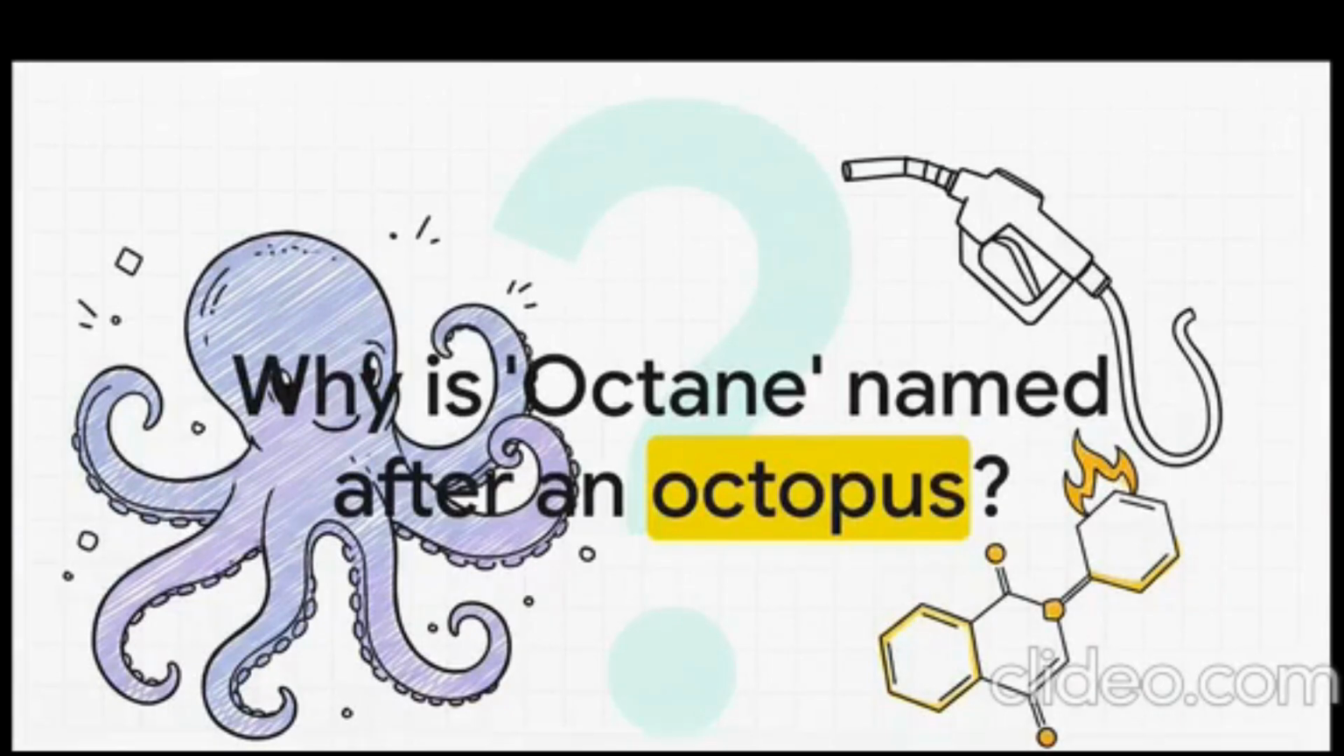So, to get us started, here's a weird question for you. Why on earth is the octane in gasoline named after an octopus? I mean, that sounds completely random, right? Just hang on, because the answer is actually the key to this whole thing. And it's way simpler than you think.